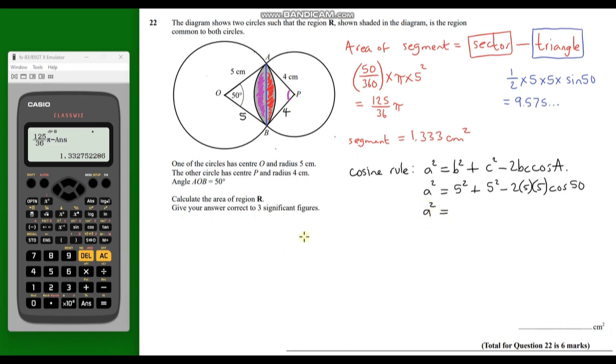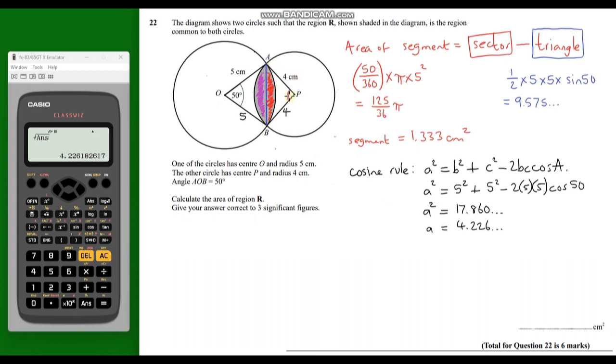A squared. So remember this is A squared. So 5 squared plus 5 squared minus 2 times 5 times 5 times the cosine of 50 degrees. Right, so we get 17.860. So therefore A, we just need to take the square root of the answer, and we get 4.226. So now we've calculated AB.